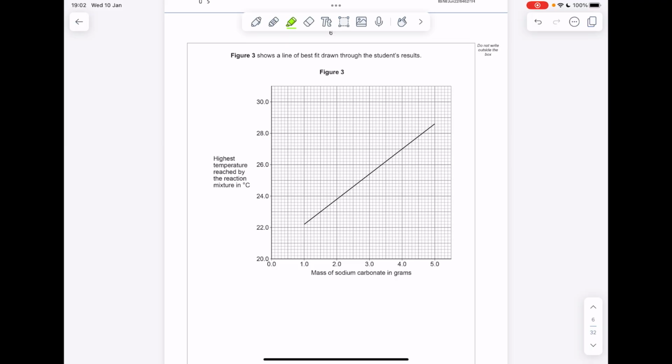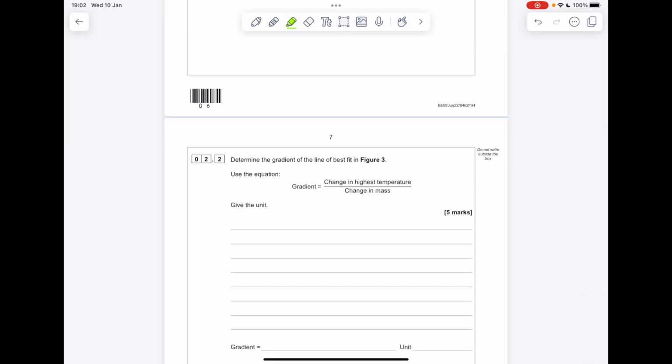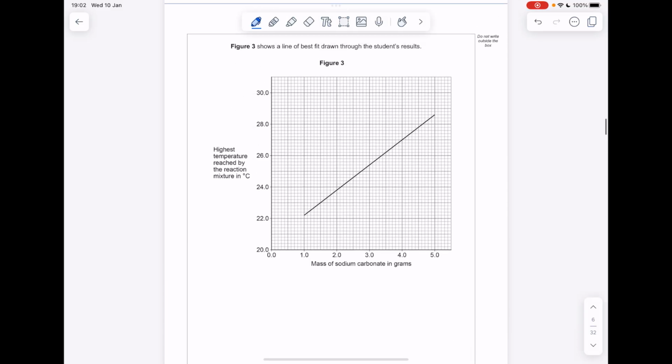Figure 3 shows a line of best fit drawn through the student's results. Determine the gradient of the line of best fit. Use this equation. Gradient is change in highest temperature over change in mass. Give the unit. So just pick the easiest place to calculate this gradient. I'm going to go here and here. It's already told us what it is. So the gradient is change in y over change in x. So read this very carefully.